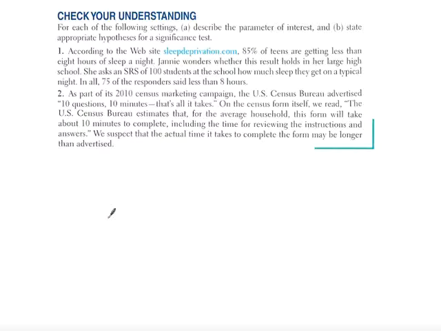So number 1, it says, according to the website sleepdeprivation.com, 85% of teens are getting less than 8 hours of sleep a night. Janie wonders whether this result holds in her large high school. She asks a simple random sample of 100 students at the school how much sleep they get on a typical night. In all, 75% of the respondents said less than 8 hours.